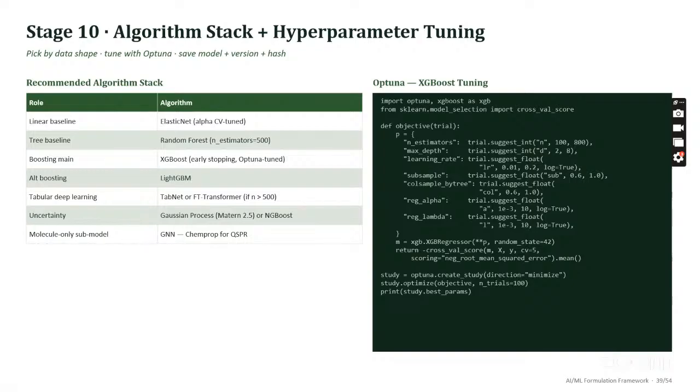So here it is always the linear and a tree base: the linear baseline, tree baseline, and boosting main, alternative boosting, tabular deep learning, uncertainty, molecular-only submodel, GLN. So these are the different models. We should run the model with these algorithms. Data is there. For example, 2000 cells, rows and columns. From the existing 2000 cells, all these algorithms run, use the patterns, and give you the output, whether it is what we're expecting, and how much range it is there.